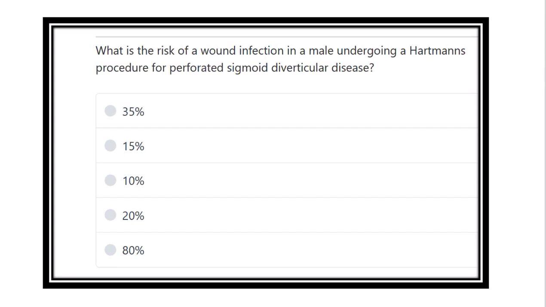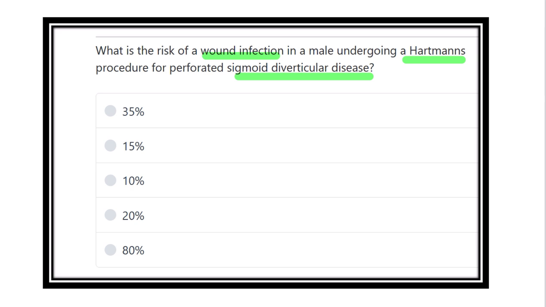What is the risk of wound infection in case of male undergoing the Hartmann procedure for perforated sigmoid diverticular disease? So it is one of the direct questions. That means in case of the Hartmann procedure, what percentage would undergo wound infection. Here the options are 35%, 15%, 10%, 20%, and 80%.